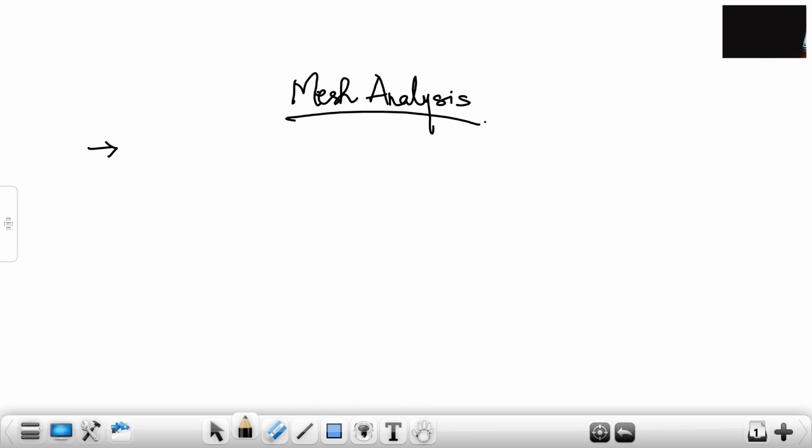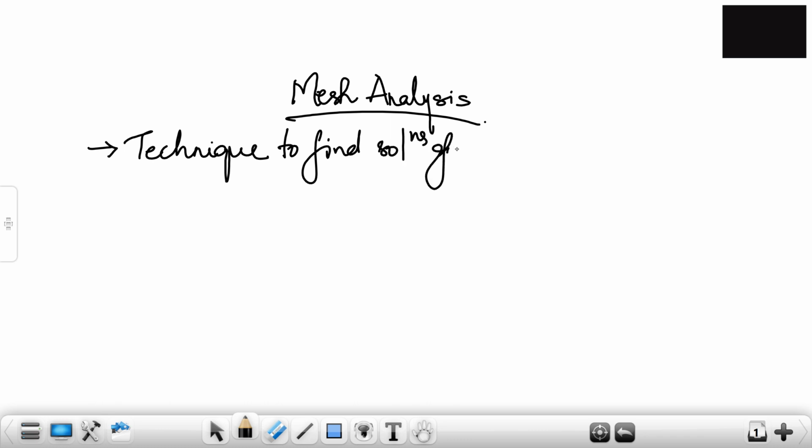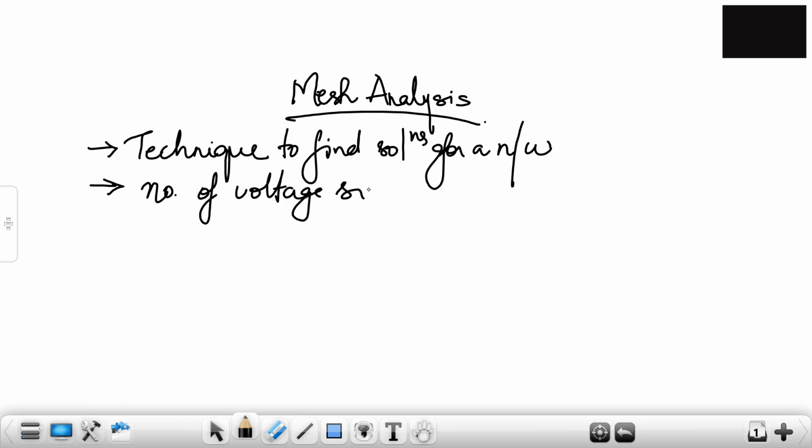Now, where mesh analysis is concerned, it is a technique to find solutions for a network. Now, when is this mesh analysis used? Mesh analysis is used if there are large number of voltage sources. It is applicable for planar network.